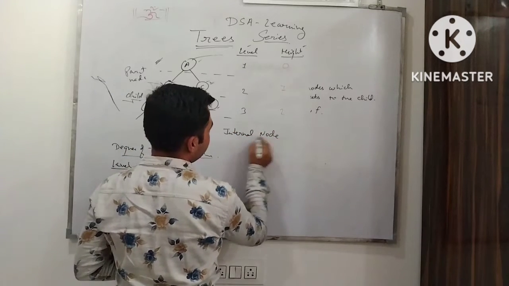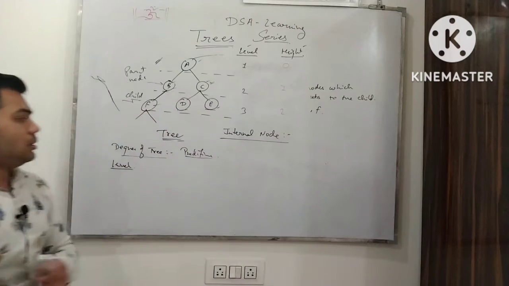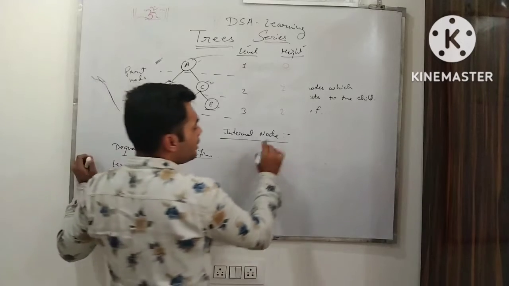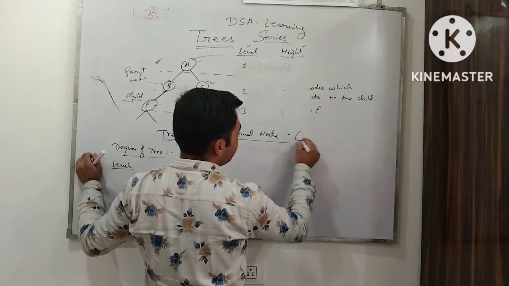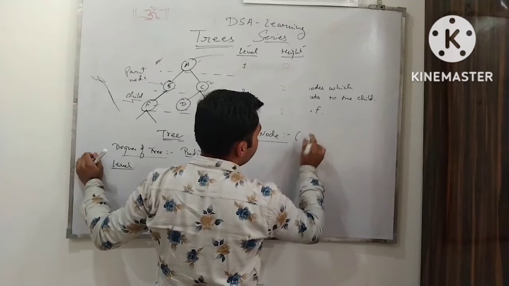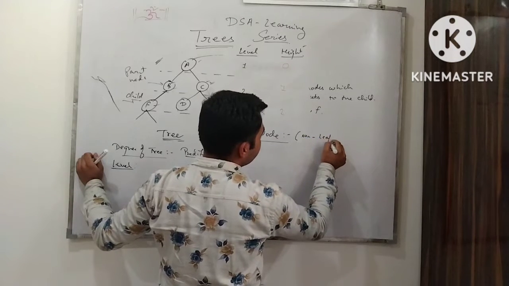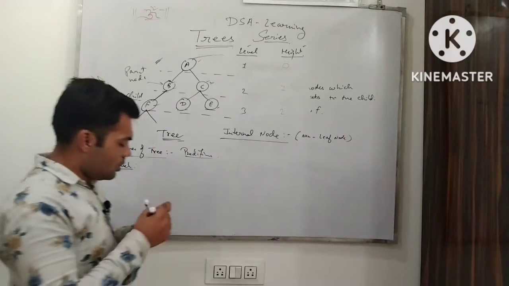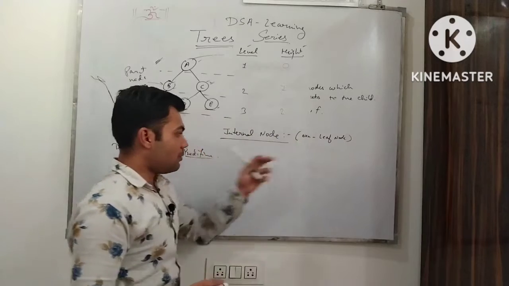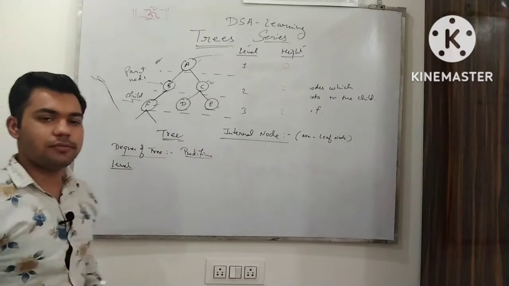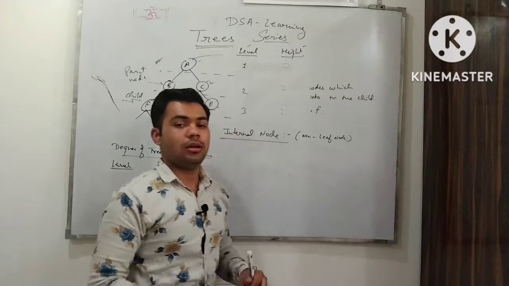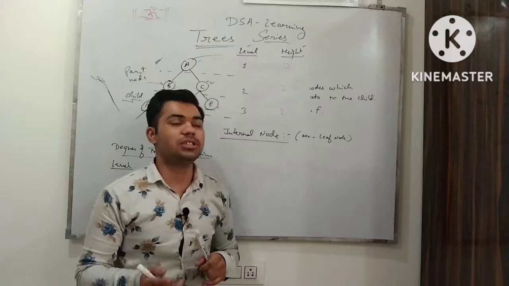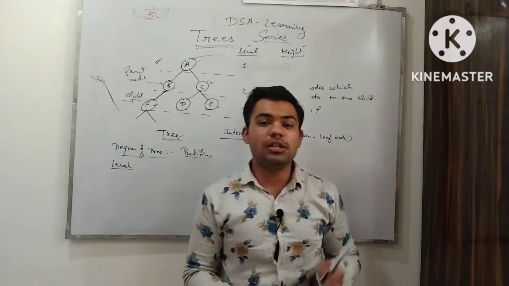First of all, we will read about the internal nodes. What are the internal nodes? Internal nodes are also known as the non-leaf nodes. Why? Because, and what are these leaf nodes? Okay, first of all we will learn about the leaf nodes. What are the leaf nodes? The nodes which do not have their child. The nodes which do not have their further children, or we can say which are not the parent node, are called the leaf nodes.